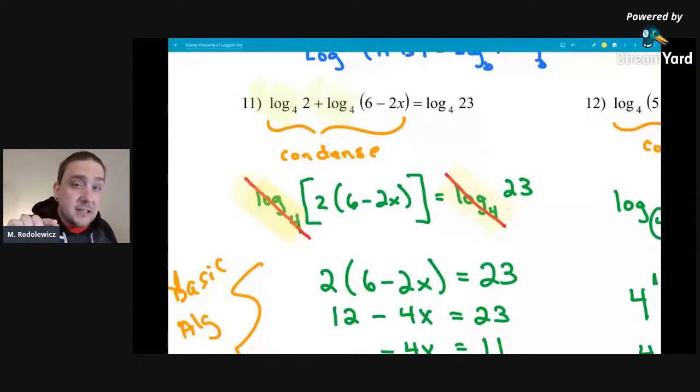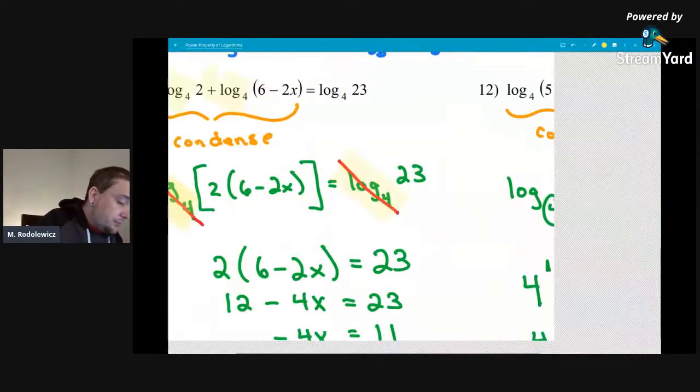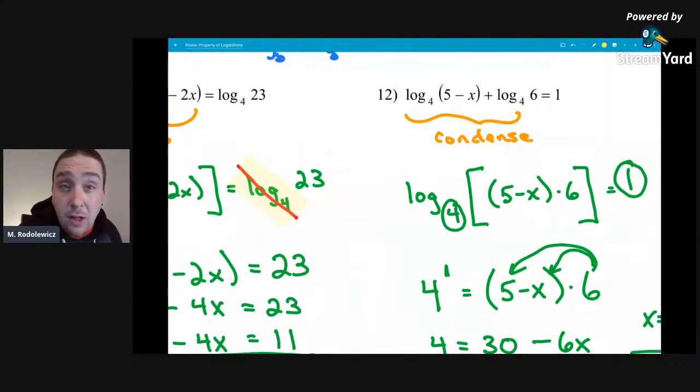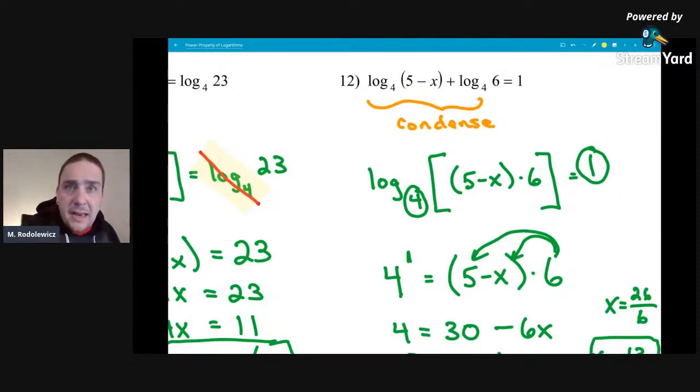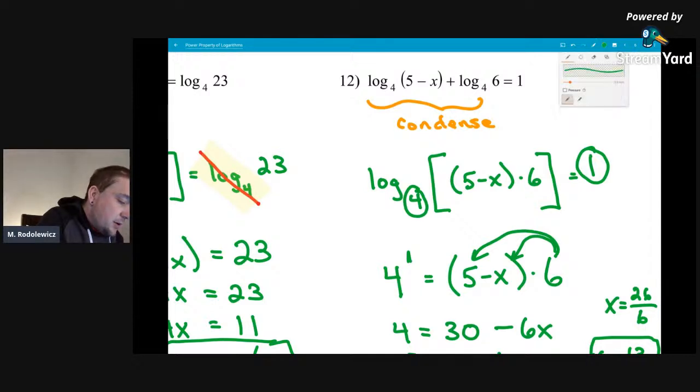The difference is number 12. We didn't have a singular logarithm on the left. So yes, condense, which we started to do. But now there wasn't even a logarithm on the right at all. So how do you solve that? You rewrite it in exponential form. This is our base. So we wrote base 4.